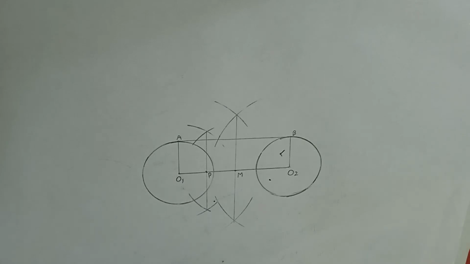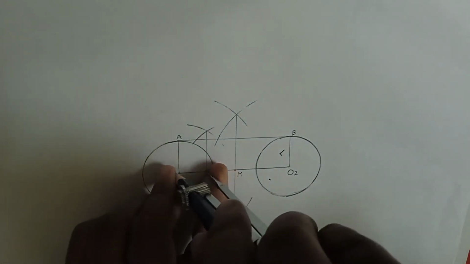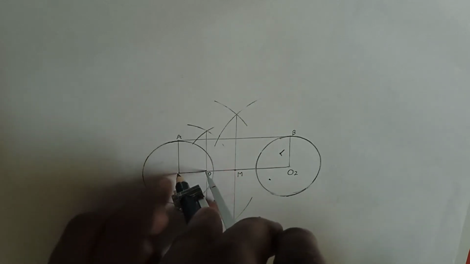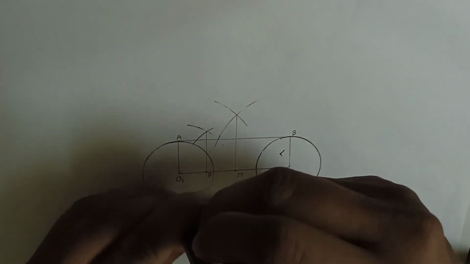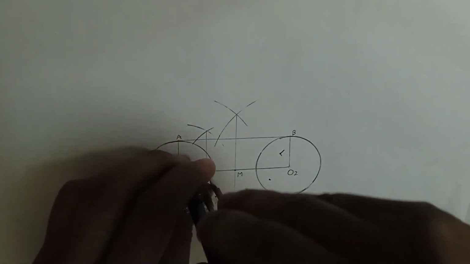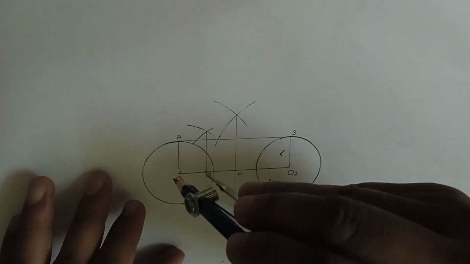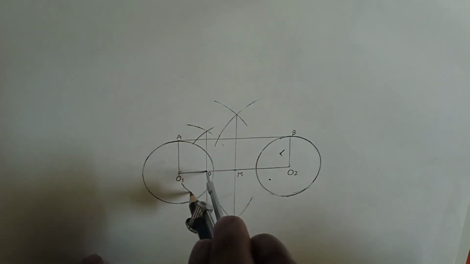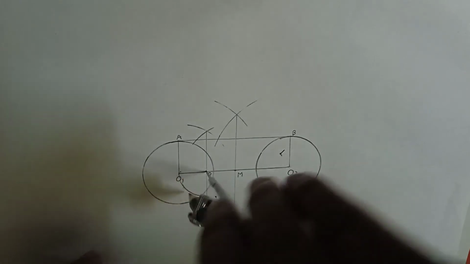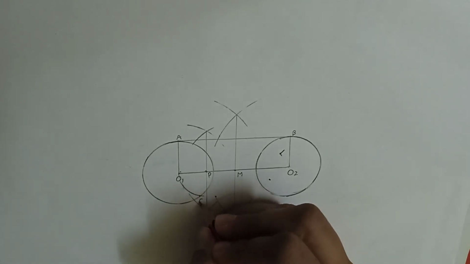Now taking an arc equal to O1P or PO1, we will keep the compass on P and pencil on O1, and draw an arc to the circle in this way. Where it cuts the circle, name it as point C.